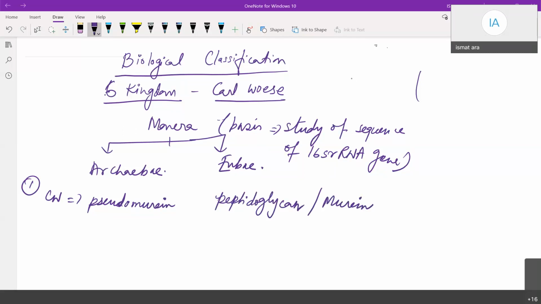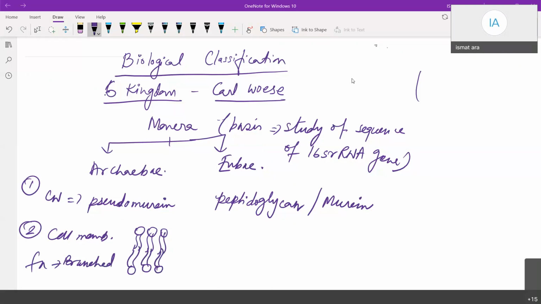Now, if I talk about the cell membrane, suppose this is a fatty acid, and this is a fatty acid, and this is a fatty acid. They are attached like this, so we can say that these fatty acids are branched. What about in Eubacteria?